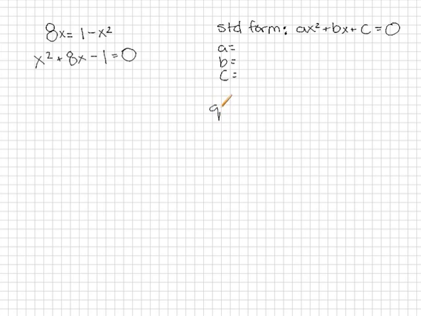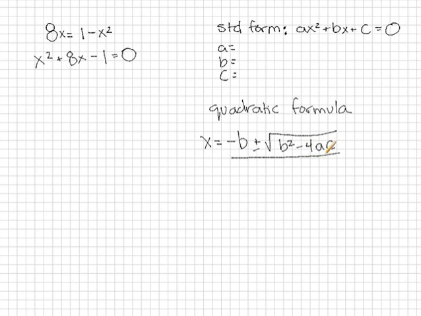And that technique is called the quadratic formula, which looks really fancy, but it's actually really easy to use. And the quadratic formula says that all of our solutions will be negative b plus or minus the square root of b squared minus 4ac all over 2a.